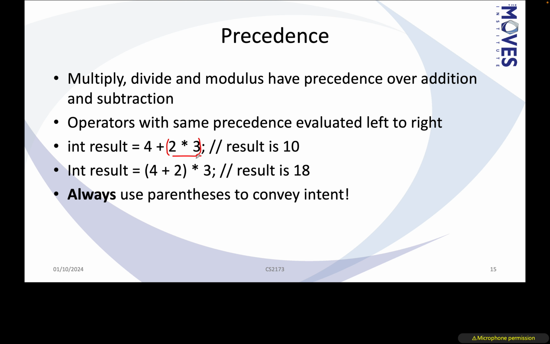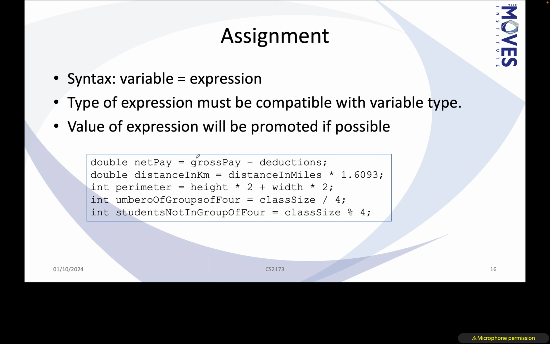So again, the overarching principle is don't rely on automatic stuff. Make it absolutely clear what you're doing. And so what is the cost of this? I have to hit the parentheses keys twice. And if that's too much work for you, then you probably shouldn't be writing programs. So when you're doing expressions, always use parentheses because you want to convey the intent.